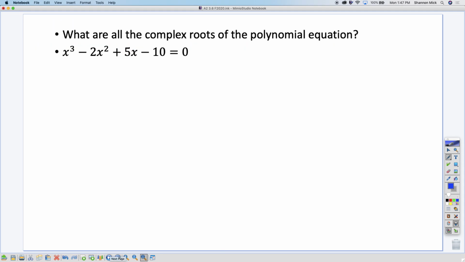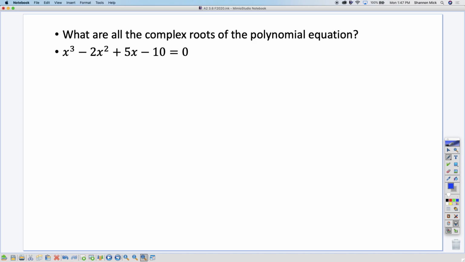Okay, what are all the complex zeros of the polynomial equation? I can use the possible rational zeros. That's what Evan was going for, right? He was going 1, 2, 5, 10. So my numerator and my denominator is 1. So 1, 2, 5, 10. We're done. Can't you split that by grouping?